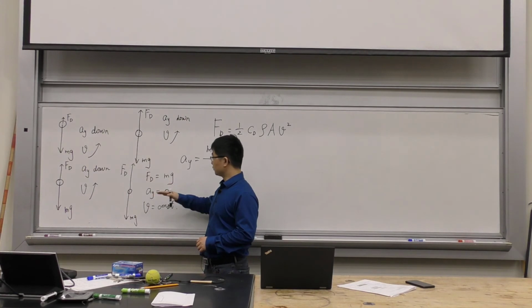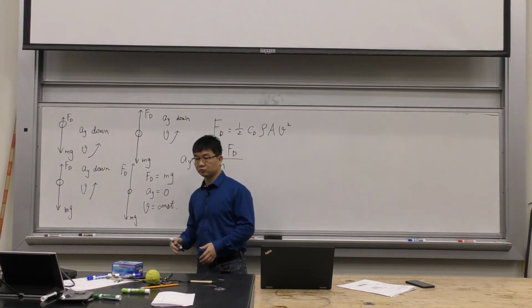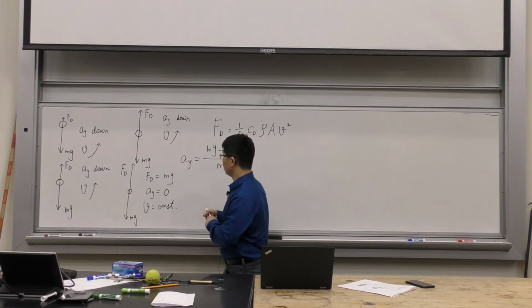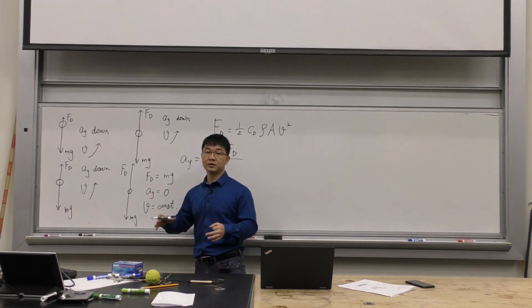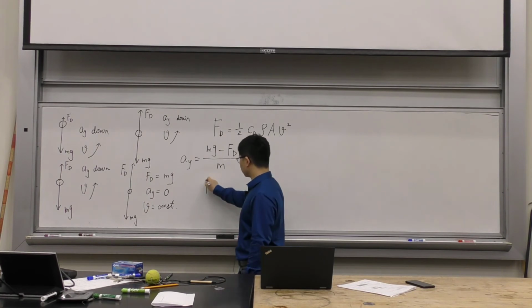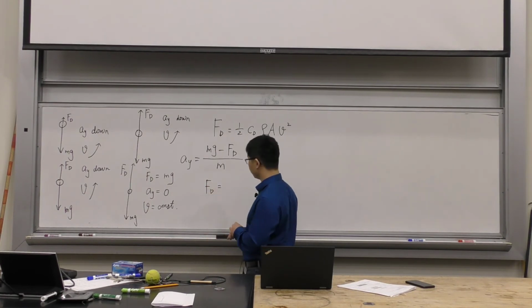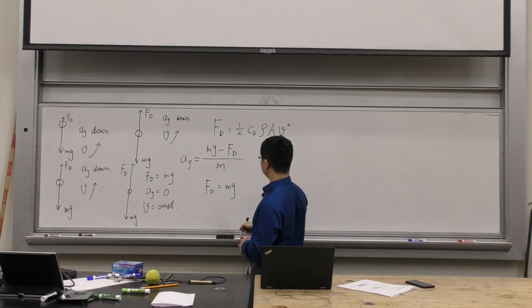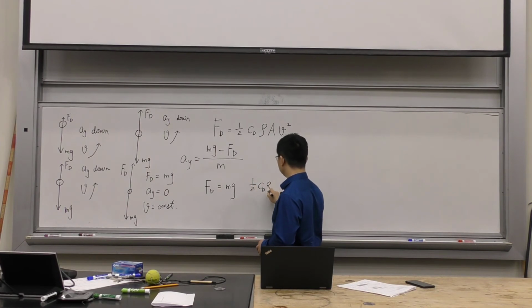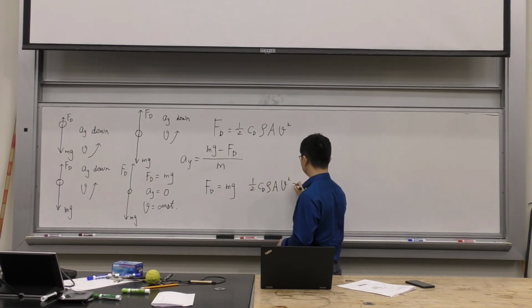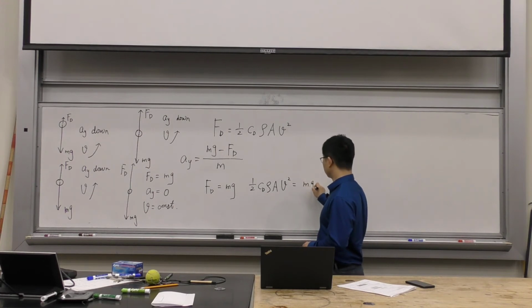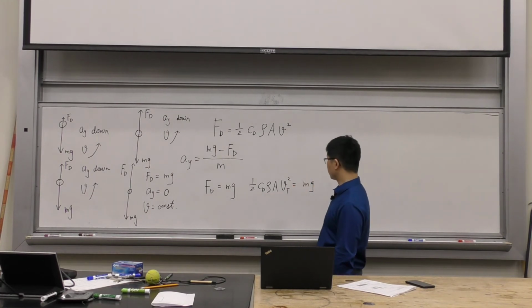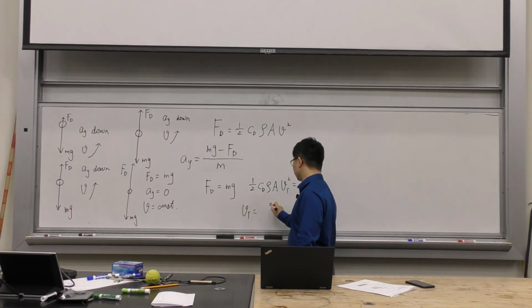If you understand that terminal speed occurs when the acceleration becomes 0, the net force becomes 0, so these two opposite forces must be equal to each other. I can derive that within less than a minute. Drag must be equal to gravity, and then plug this in. You will get 1/2 C_D rho A v squared equals mg at terminal speed. Rearrange this equation. Terminal speed equals the square root of 2mg divided by C_D rho A.